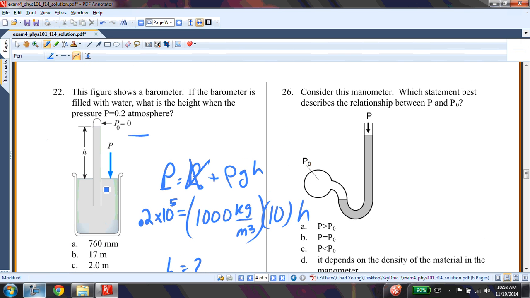And what's the relationship between P and P naught? Okay, well, P is less than P naught, so C is the right answer. You know that because the level of this fluid is lower than the level of this fluid, so P is smaller than P naught, so it's not able to push that fluid down any further.